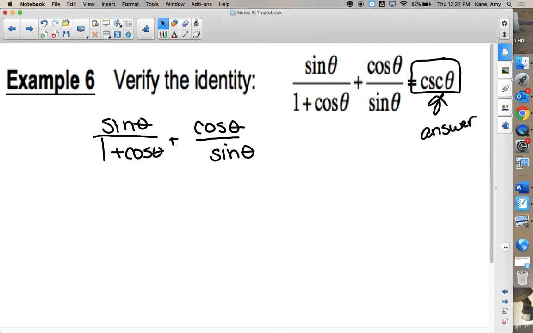You could probably say, well, cosine over sine is cotangent. You could change that to a cotangent, but I'm not sure that'll get you anywhere. But you got to try something. So you have to be willing to try something with these problems. And if you get to cosecant, then you have your answer. Just like the last one, if you get it out of a fraction, then you have your answer.